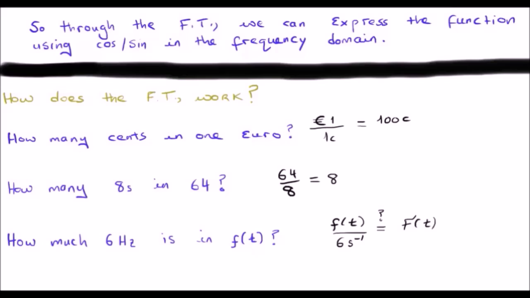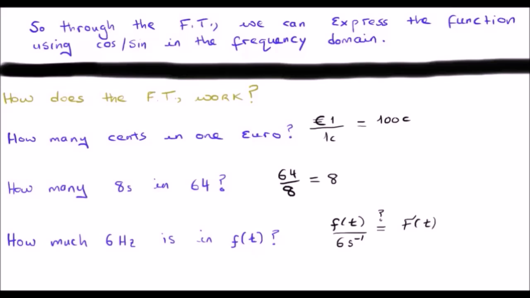The next question we must address is, how does the Fourier transform work? In order to begin tackling this, I'd like to ask you, how would you work out how many cents are in €1? Well, you would divide €1 by 1 cent and you would get 100 cents. How many eighths are there in 64? You would divide 64 by 8 and find out that there are 8 eighths in 64.